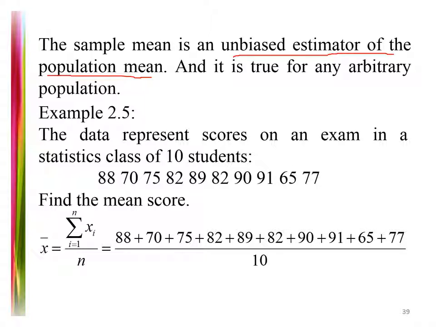In this case, they have given the statistics class marks of 10 students. Suppose you want to calculate the mean score: the sum of all these students' marks divided by 10 equals 80.9. So the class average of the students is 80.9.